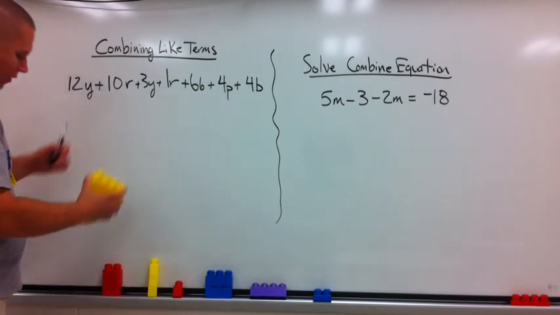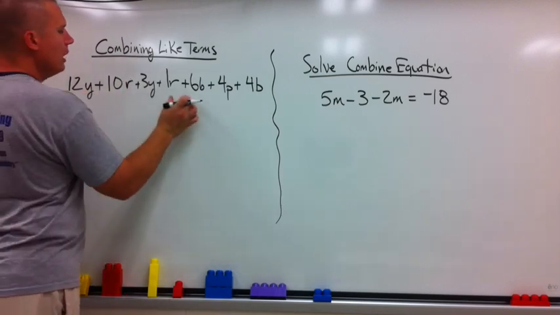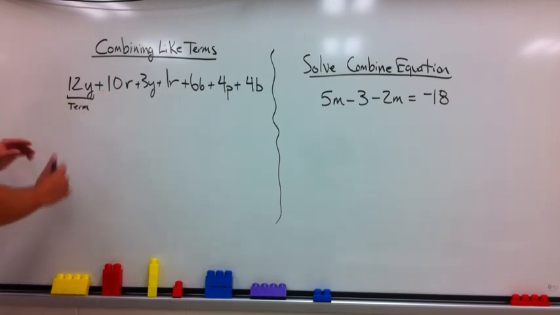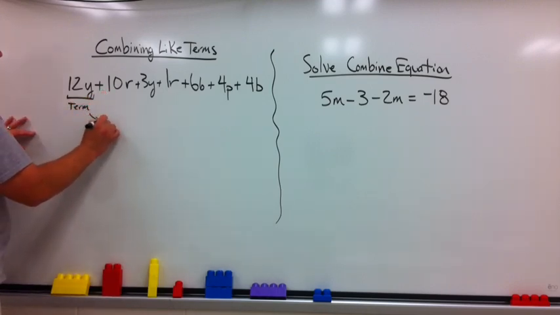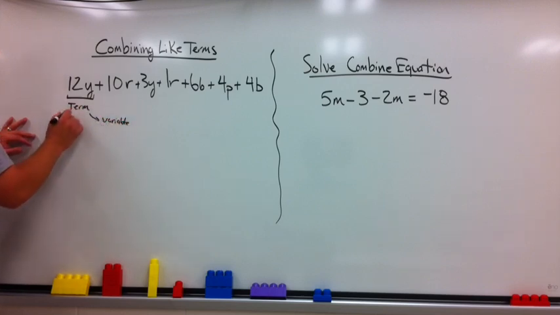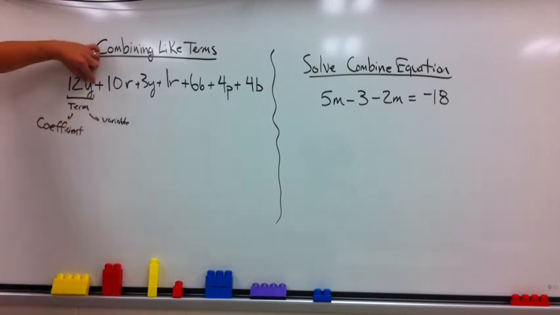Again, 12Y, 12 pegs of yellow. So what I'm now allowed to do is take all of the terms. Each of these single items is called a term. A term is made up of 2 items. It is made up of a variable. It is also made up of the number that is in front of the variable, which is called the coefficient. Coefficient is the number, variable is the variable. Together they form a term.